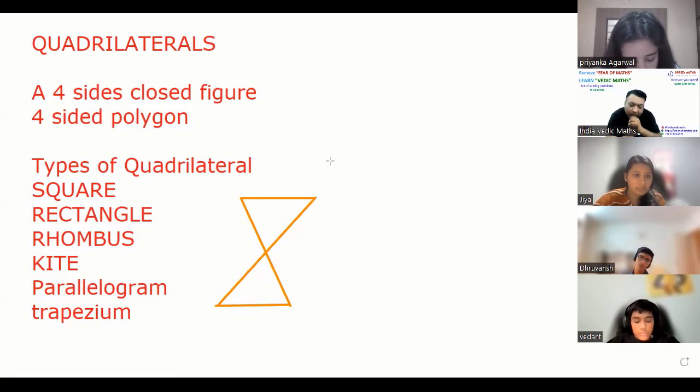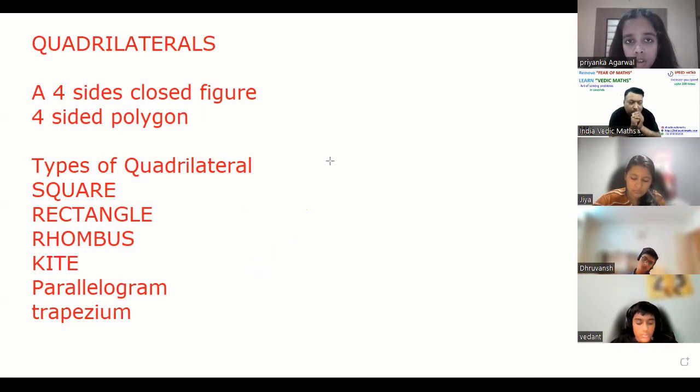Okay, sir. What is a quadrilateral? No, we are going to talk at length about different quadrilaterals. But sir, whether it is complex or simple, if it is closed then it is a polygon, right? No, a polygon should always be simple. Okay, sir. It's like a complex figure.